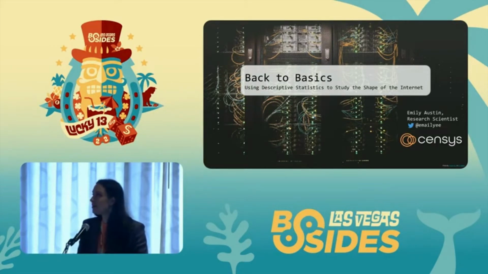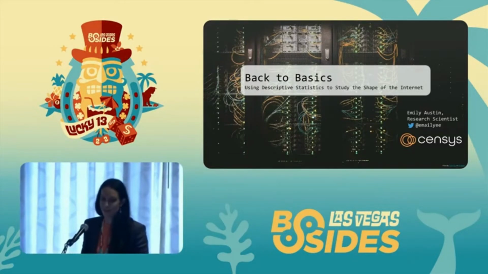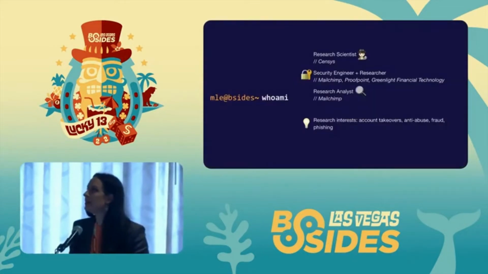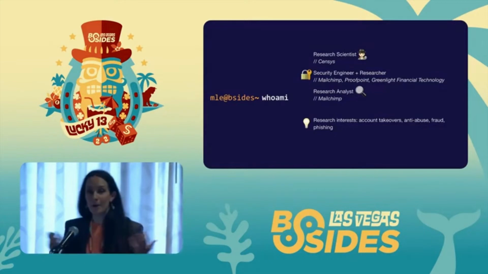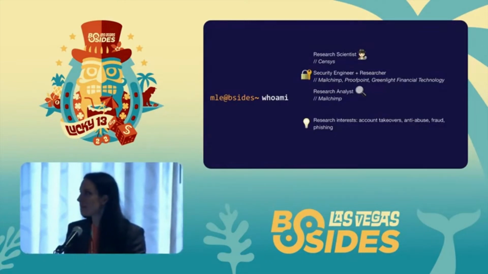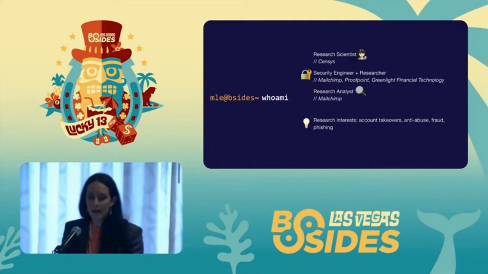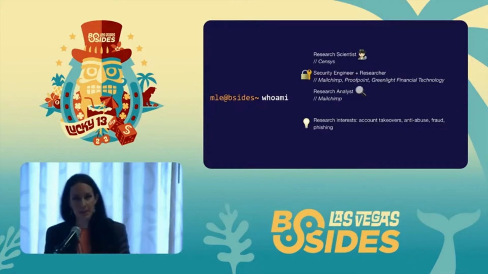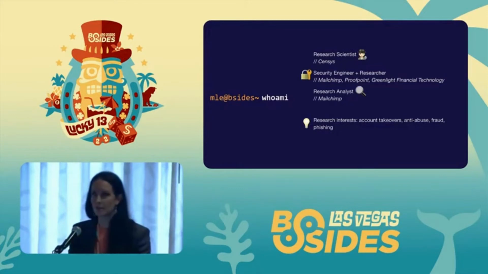So yeah, we're going to be talking about using descriptive statistics to study the shape of the internet today. So I'm Emily. I am currently a research scientist at Census, and I study all kinds of things on the internet. I'm particularly interested in things that have to do with security or security adjacent, but the internet at large is kind of within the scope of things that we look at.